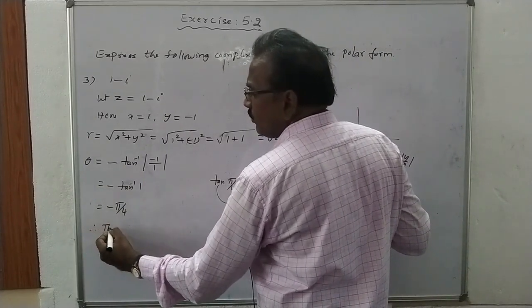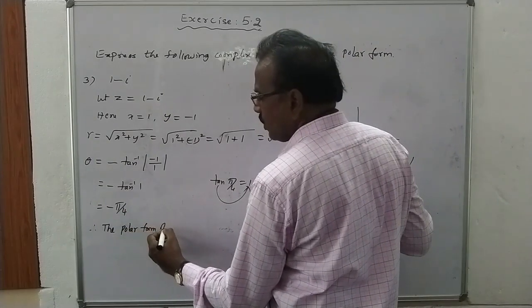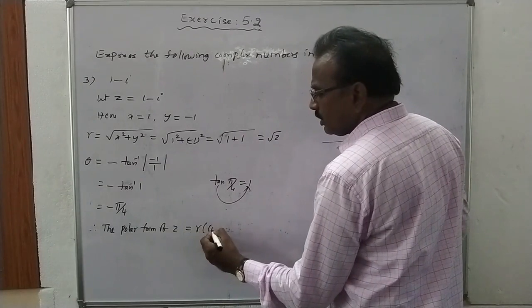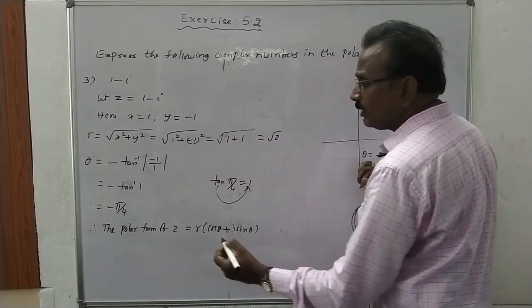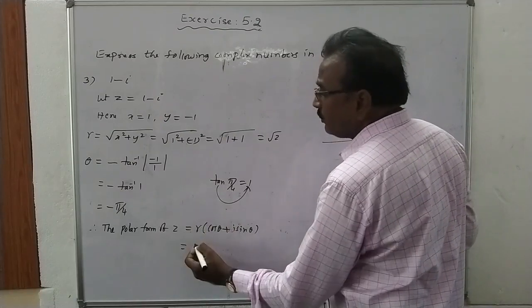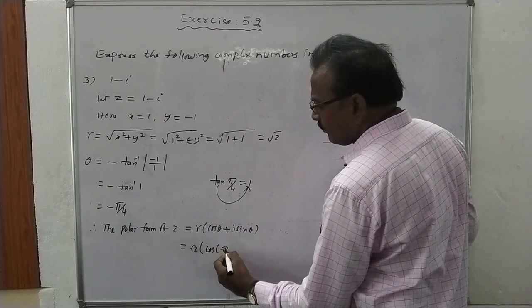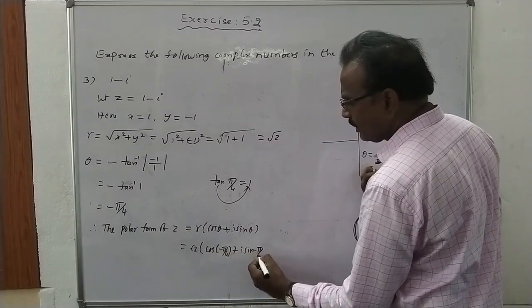Therefore the polar form of z is equal to R into cos theta plus i sin theta. So this is the polar form of a complex number. Here substitute R value and theta value. What is R? Root 2 into cos of minus pi by 4 plus i sin of minus pi by 4.